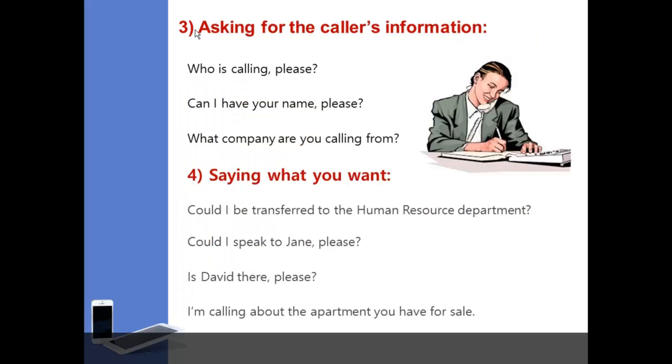Now we're going to ask for the caller's information. Before you make the transfer, you need to ask the person's information. Who is calling, please? Can I have your name, please? What company are you calling from?